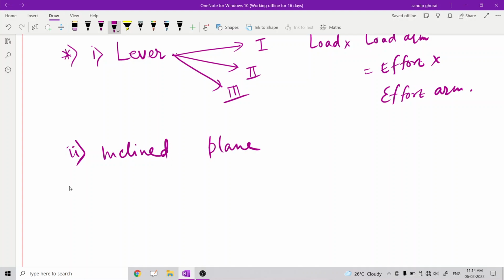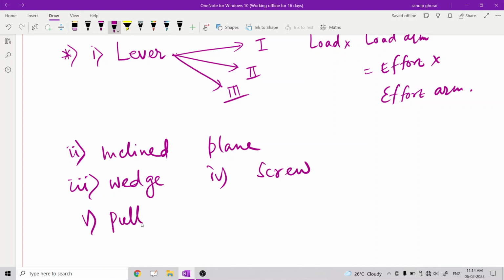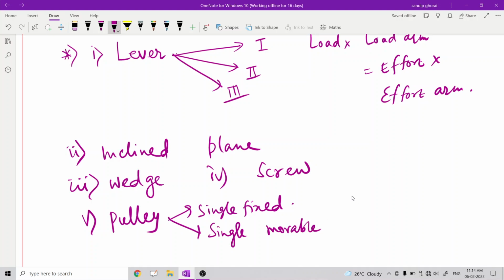Now we move to the next ones. First I write inclined plane, and the next one is wedge. The next is screw, and fifth is pulley. It has two types: single fixed and single movable. And the last one is the wheel and axle arrangement. Now the question is: what is an inclined plane? These are all simple machines.